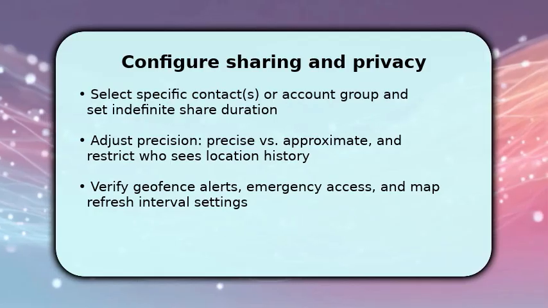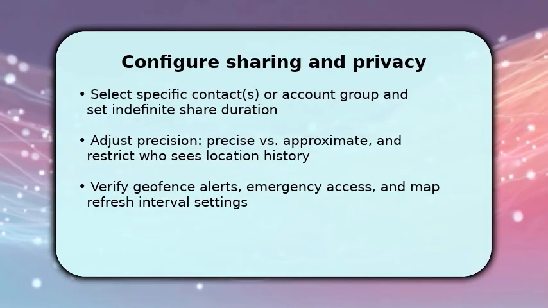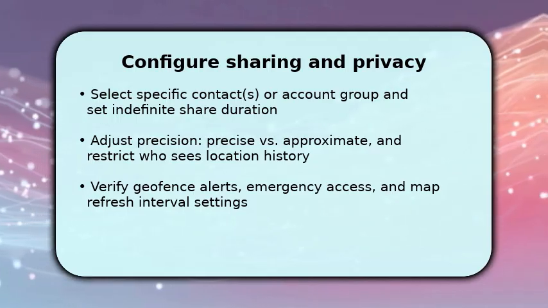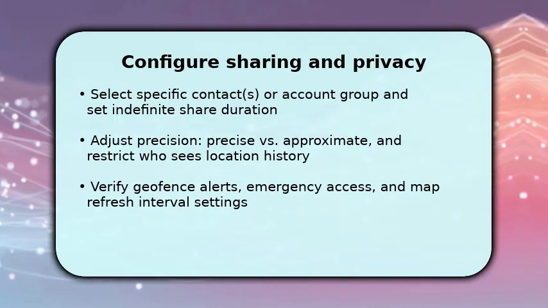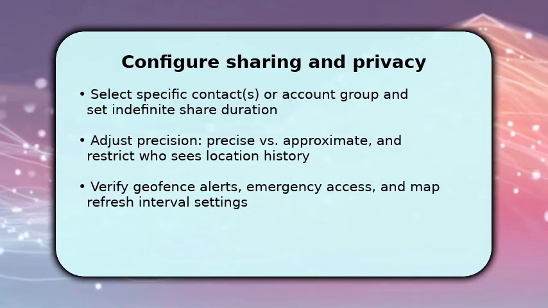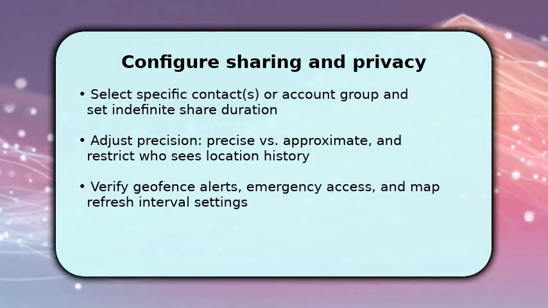You now set who sees your location and how. Choose exact contacts or a group and select indefinite or until turned off sharing. Then adjust precision. Use precise for tracking versus approximate for privacy, and toggle history logging if you need movement records.